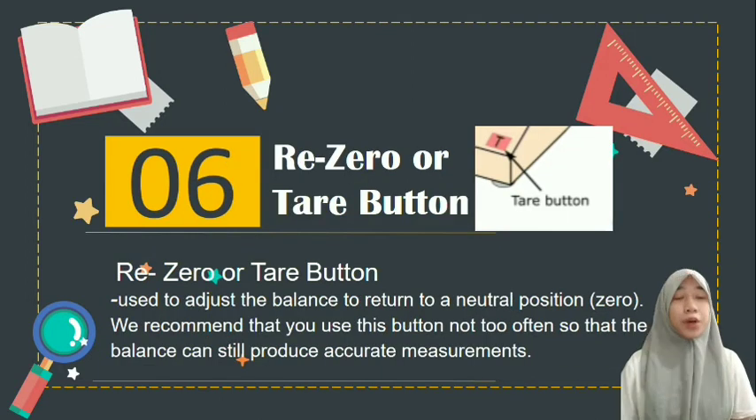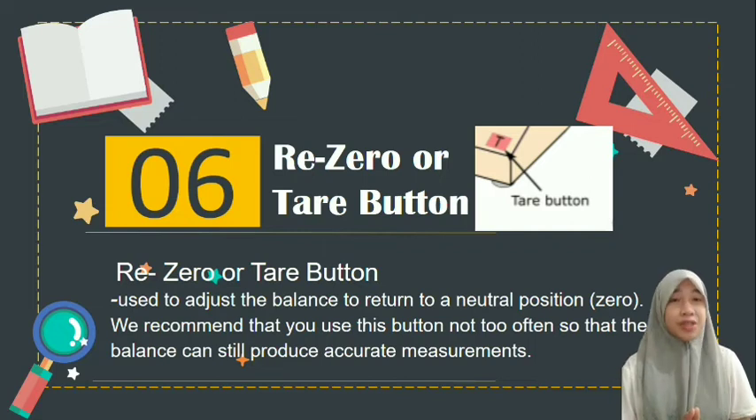The sixth part of an analytical balance is the re-zero or tare button. The re-zero or tare button is used to adjust the balance to return to a neutral position. We recommend that you not use this button too often so that the balance can still produce accurate measurements.